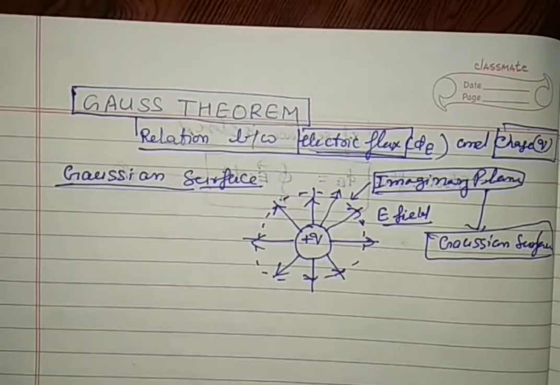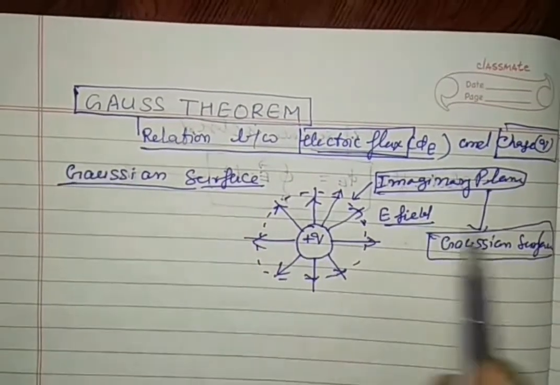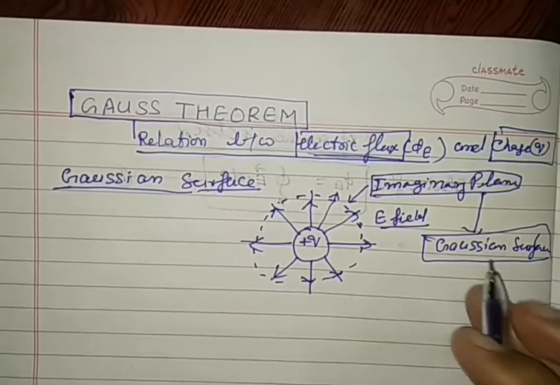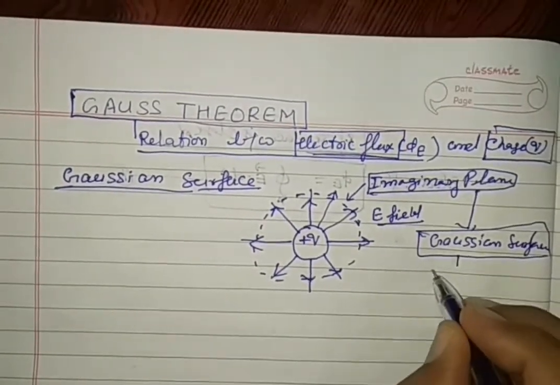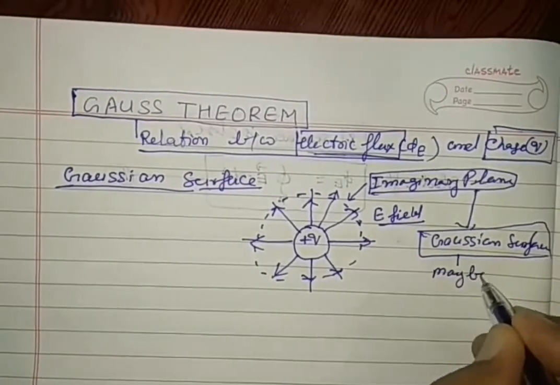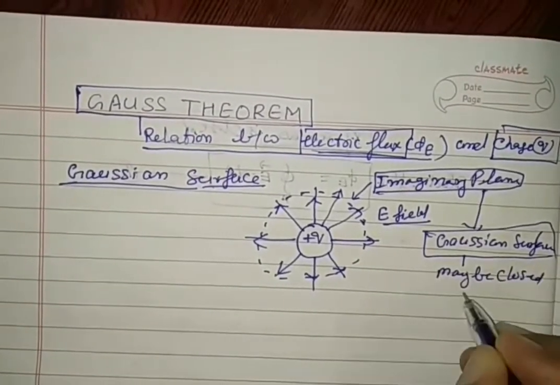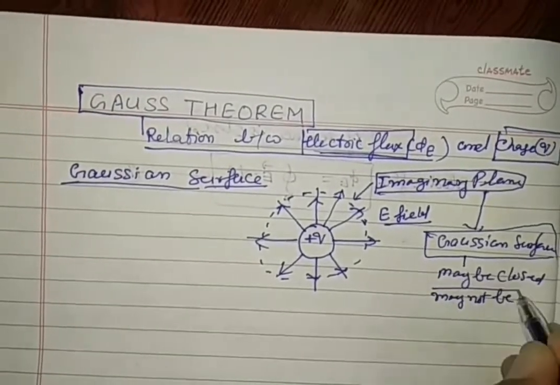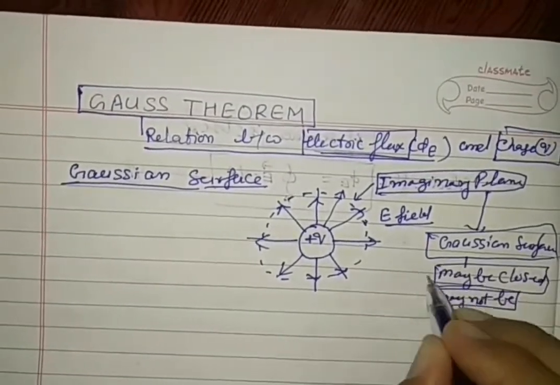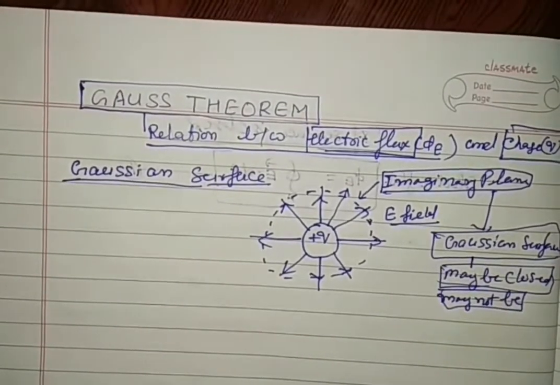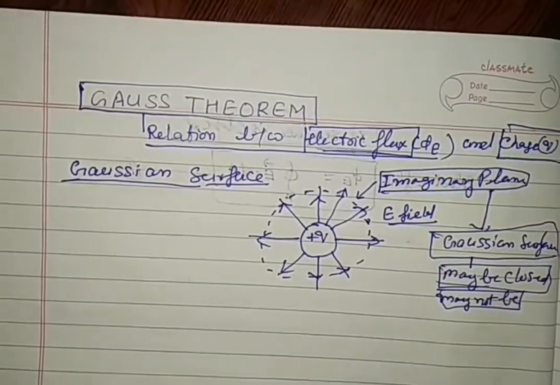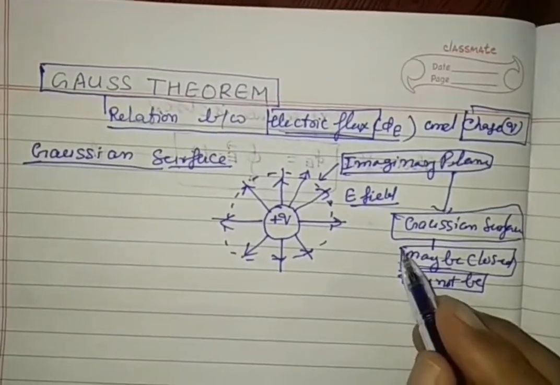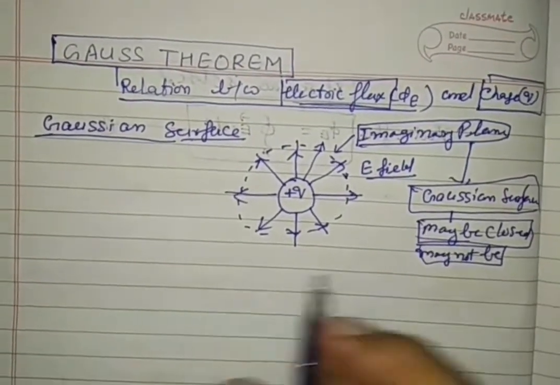So here in Gauss theorem, the concept of Gaussian surface is much important. This Gaussian surface may be closed, may not be. The condition is only that the electric flux must pass through it. The compulsory condition is that electric flux must pass through it.